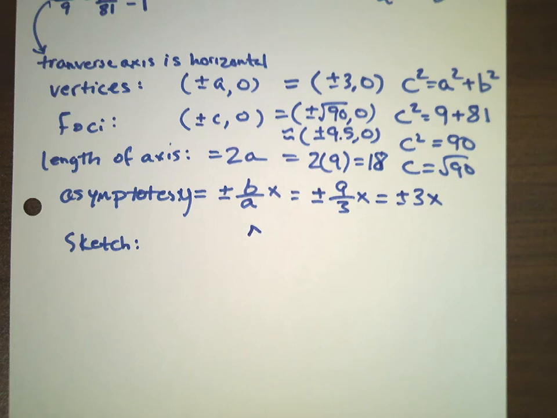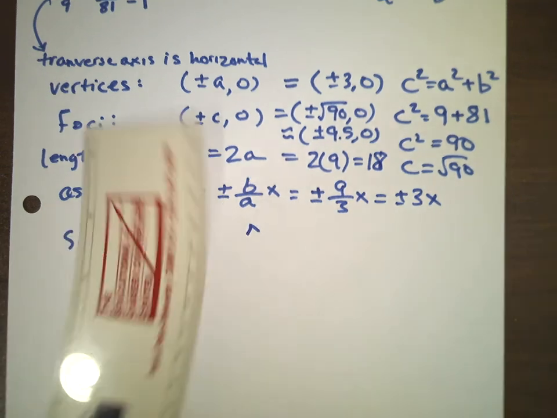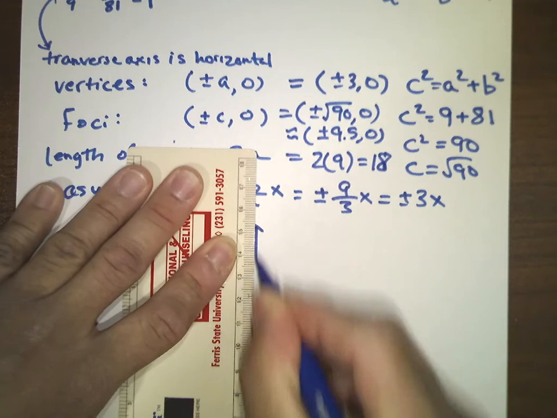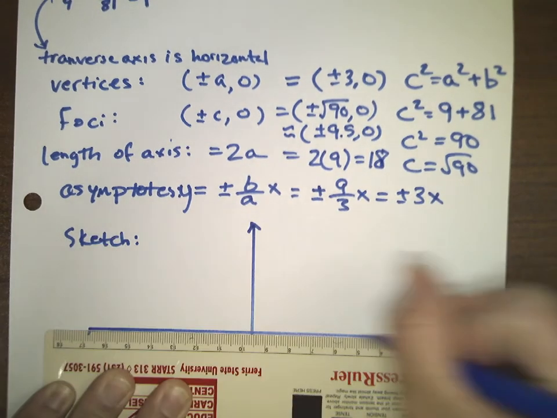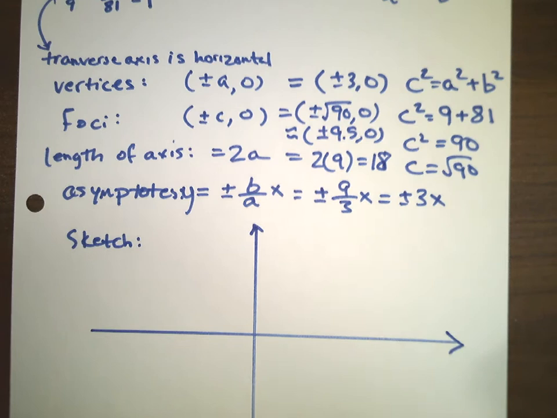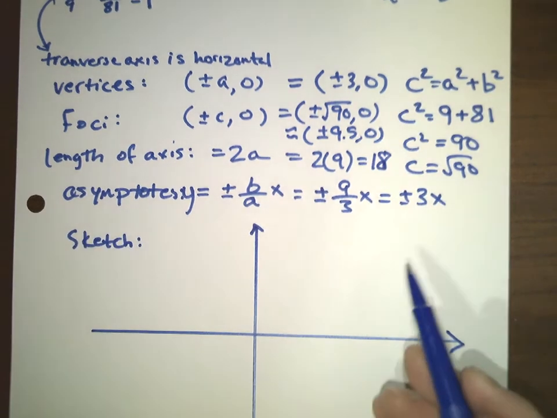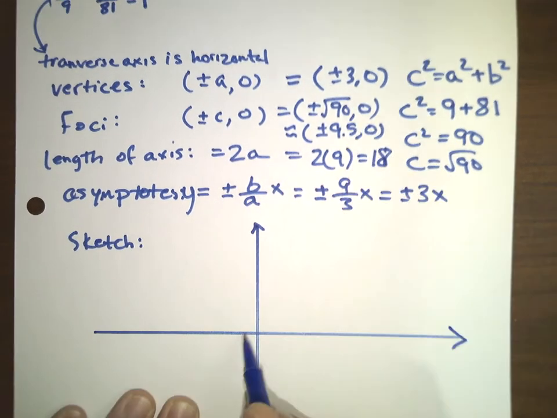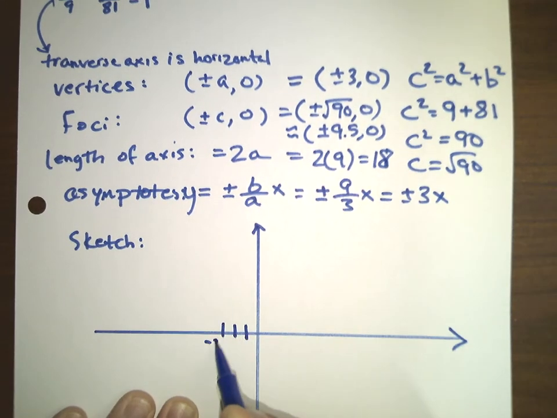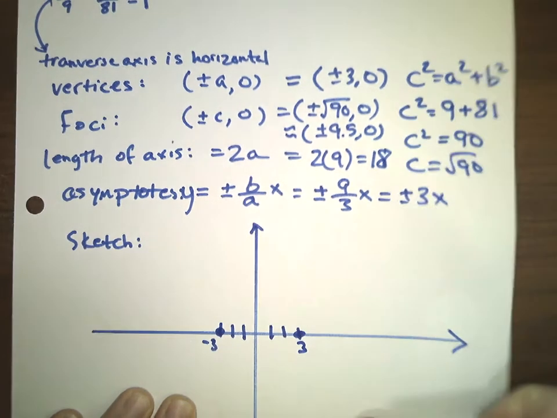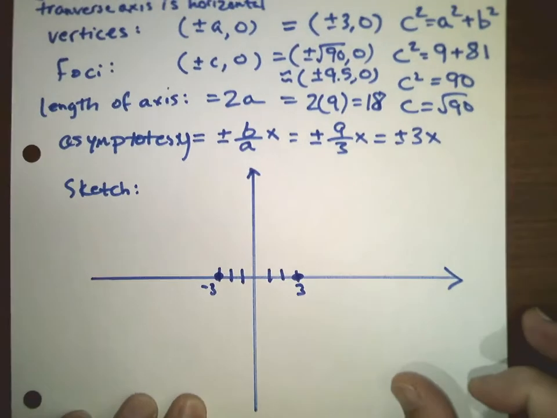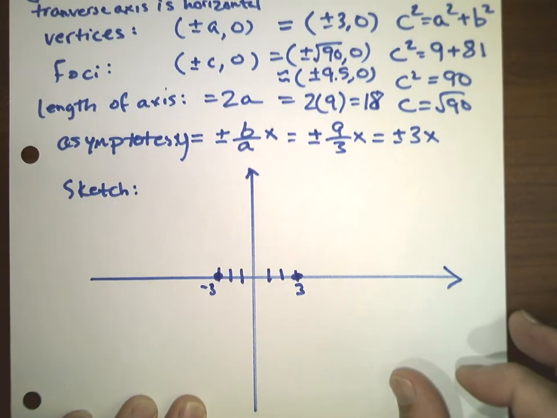So where did my ruler go? Oh, there we go. So let's draw a sketch here. Here is what this will look like. The vertices are at plus or minus 3, 0. So 1, 2, 3, negative 3, and 1, 2, 3, positive 3. Remember to draw the points in so that you make sure that they are actually part of the hyperbola.